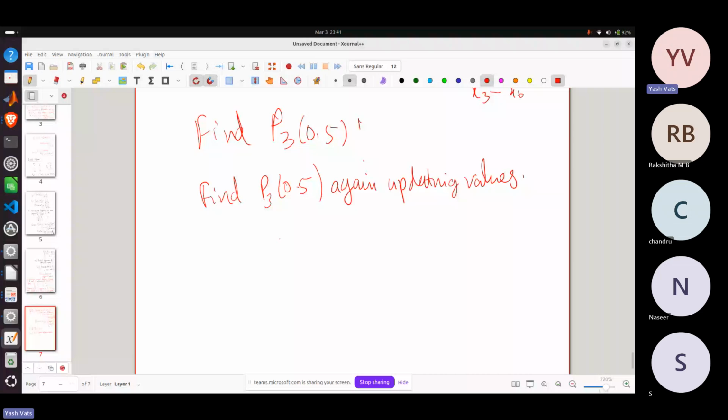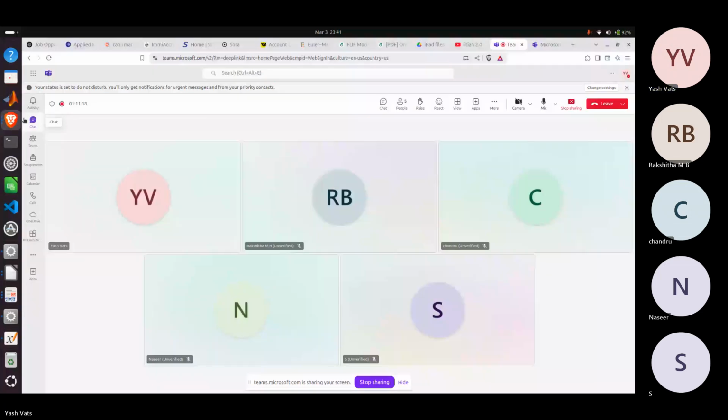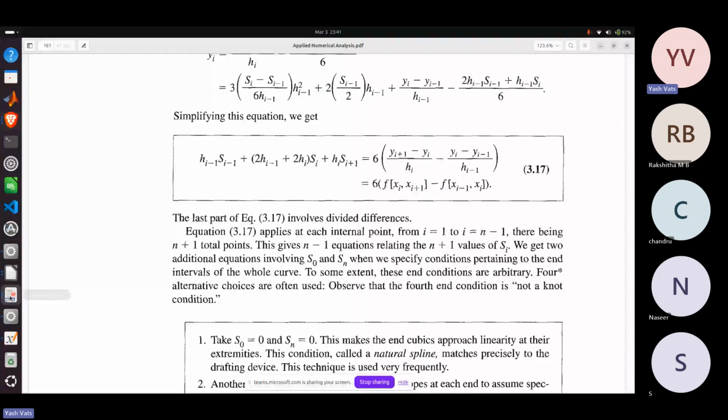Is that clear, everyone? If that's clear, then it's good. And if you have any questions now, you can ask. I'm here for another 15 to 20 minutes. So we have covered today this divided difference and Lagrange polynomial interpolations. We haven't gone through extrapolation.